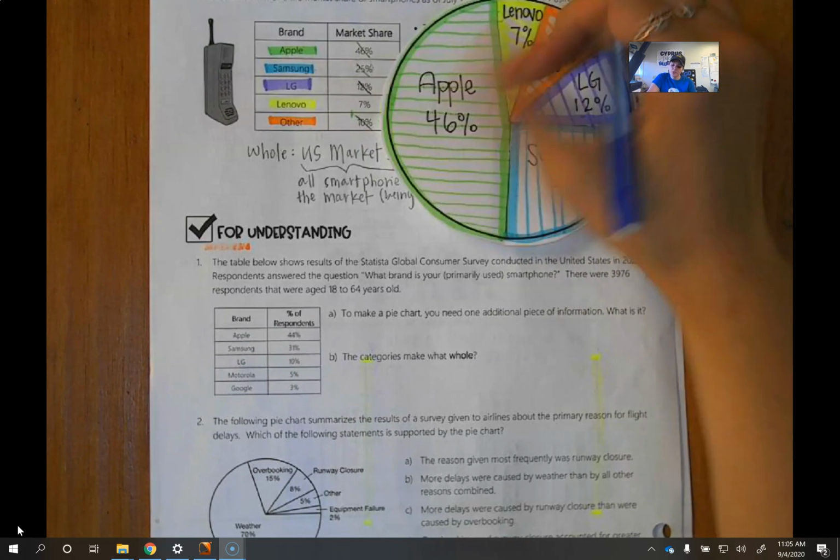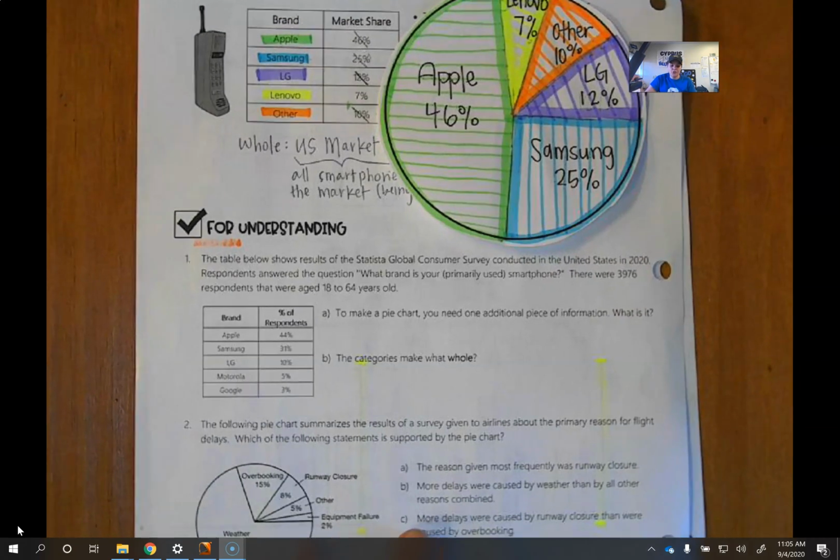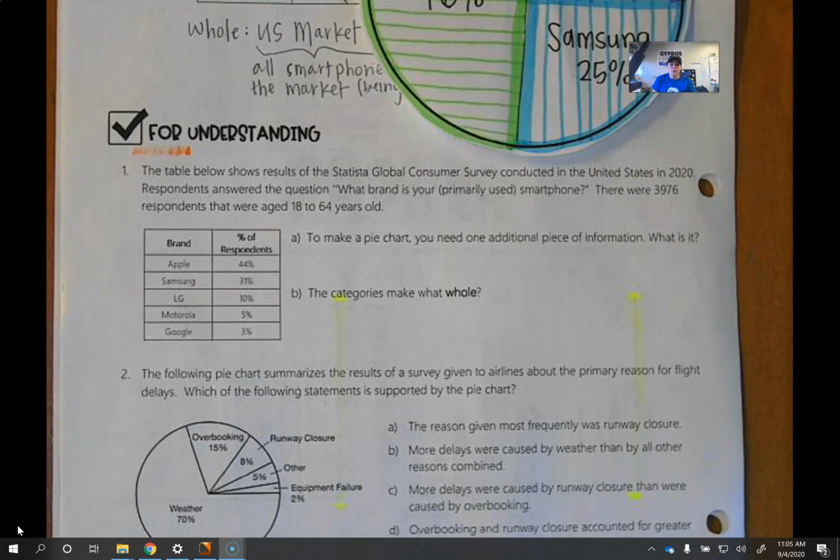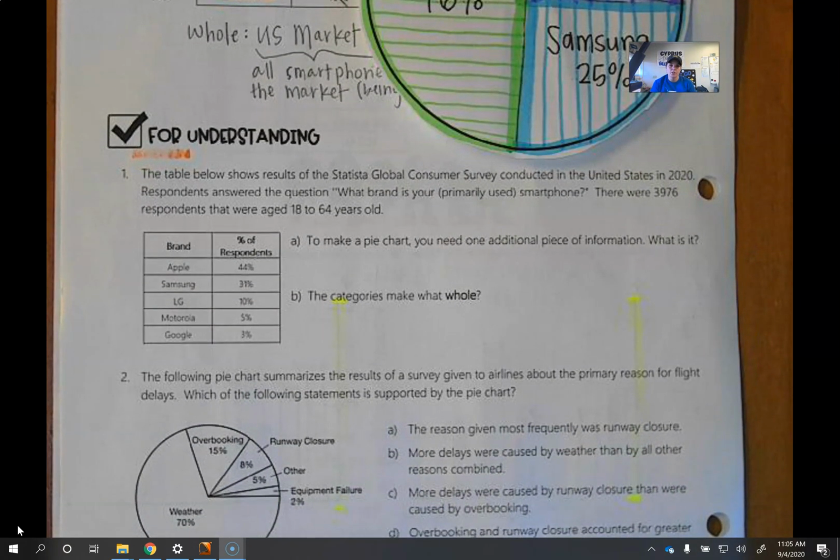Okay, let's see if we can use those basic ideas to do number 1 and number 2 on our check for understanding. So number 1 says the table below shows results of the Statista Global Consumer Survey conducted in the United States in 2020. Respondents answered the question, what brand is your primarily used smartphone? Because some people might have two, one for work and one personal. There were 3,976 respondents that were aged 18 to 64 years old.